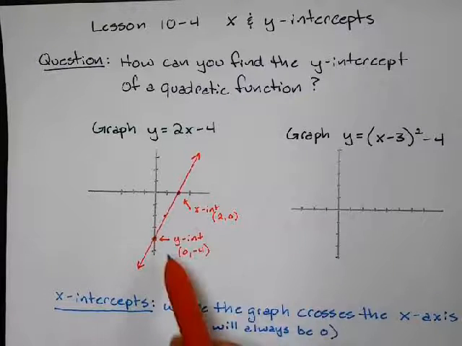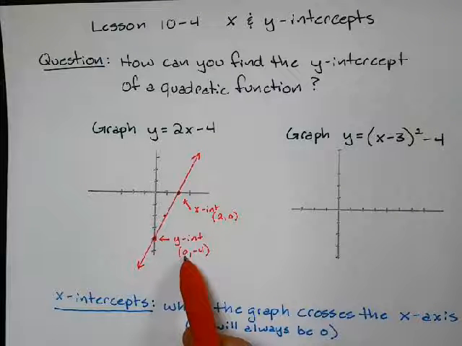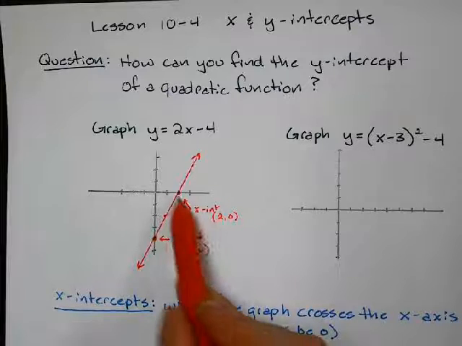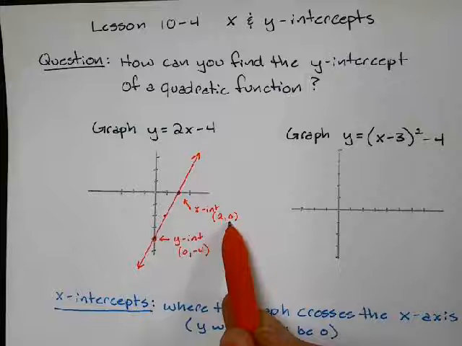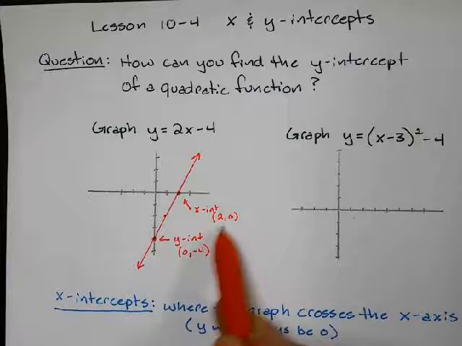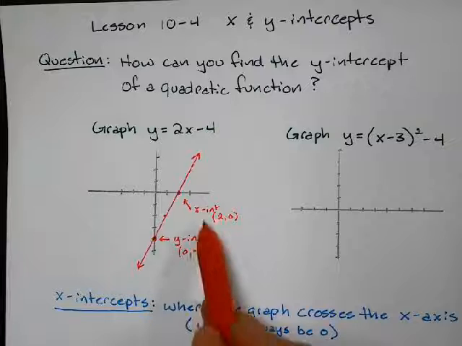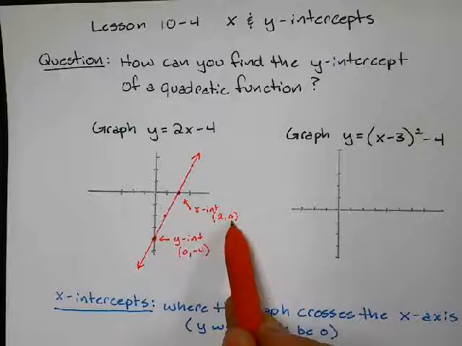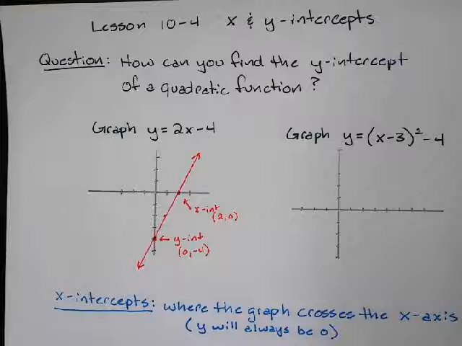Now notice when I crossed the y-axis, the x value is 0. So I got (0, -4) for the y-intercept. But when I crossed the x-axis for my x-intercept, the y value was 0. So that's always going to happen. Your y-intercept is always when x is 0. Your x-intercept is always when y is 0. So it's when the opposite letter is 0 that you get your intercepts.